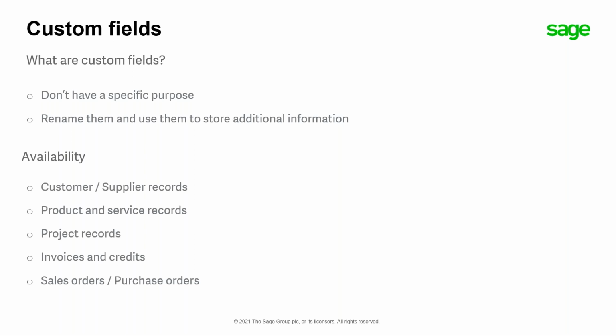We are going to concentrate today's demo on the custom fields within the customer's ledger, but you'll have them within your supplier's ledger, and your product and service records. If you've got projects enabled, you've got them within there. The more recent additions, you'll find them when entering invoices and credit notes. And also, if you're on the professional level of the software, you'll find them within sales orders and also purchase orders.